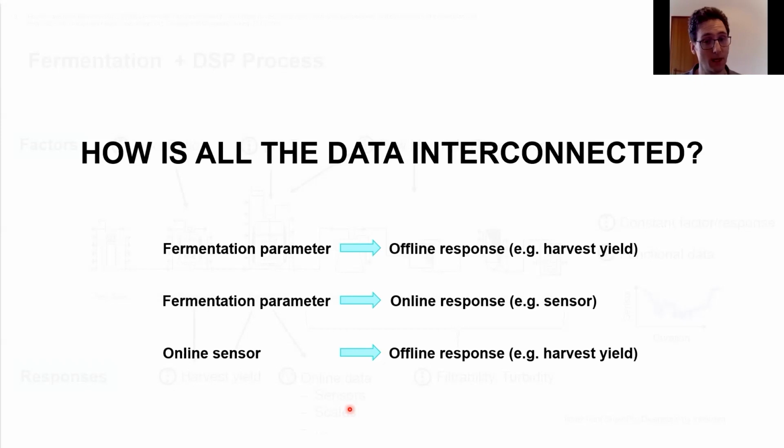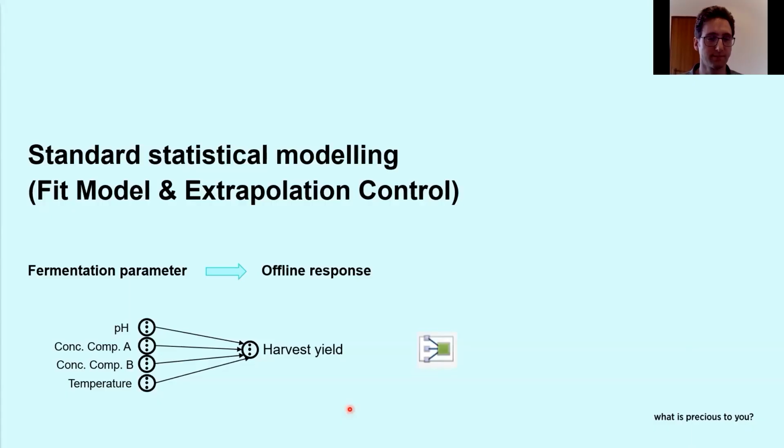In the following, I want to show you with a live demonstration then how you can do all those things in JMP. There are several videos in the community on how to use the model platform or the FDE platform, but I like to combine these platforms to put all the results together. So, Excel statistical modeling with the fit model platform and with a focus on the extrapolation control. I want to use the fermentation parameters and model the harvest yield. That is where we're going to go for the first point.